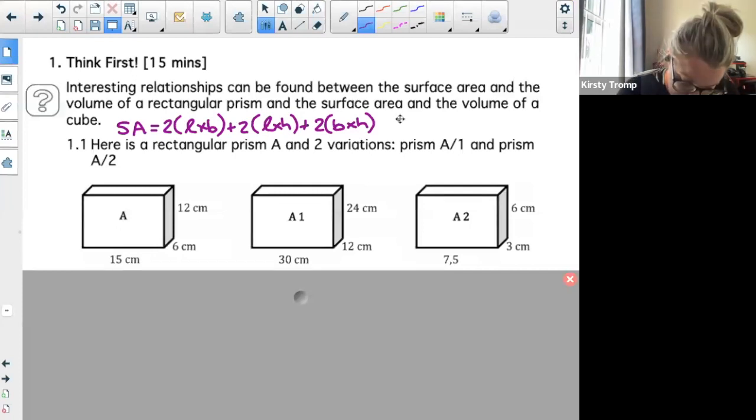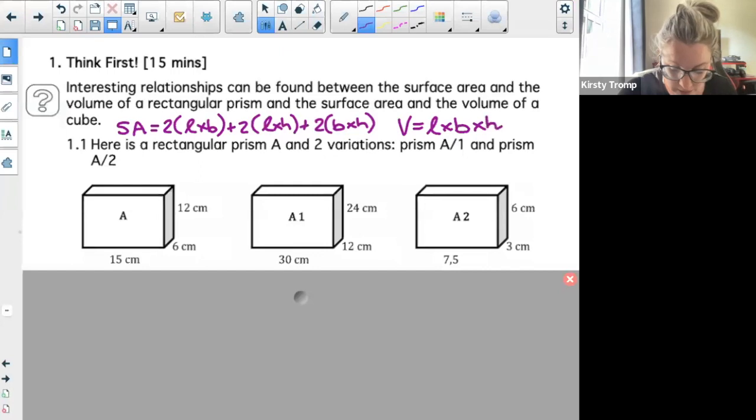In order to calculate the volume of a rectangular prism, I'm going to say length times breadth times height. All right, so I'm thinking first, I'm putting that down on my page, then I'm going to carry on and I'm going to look.